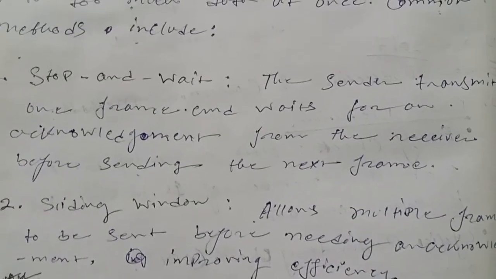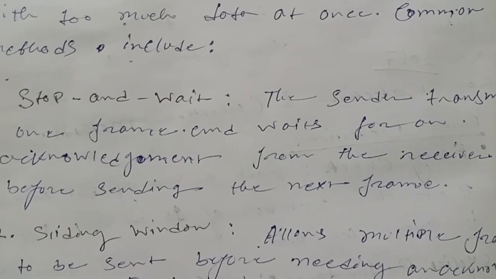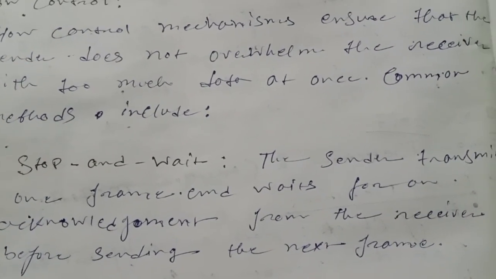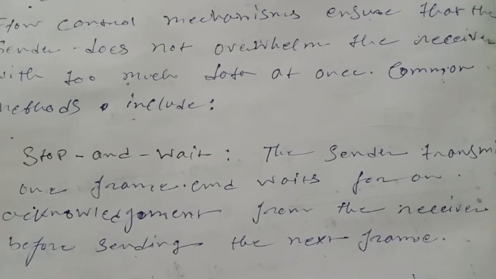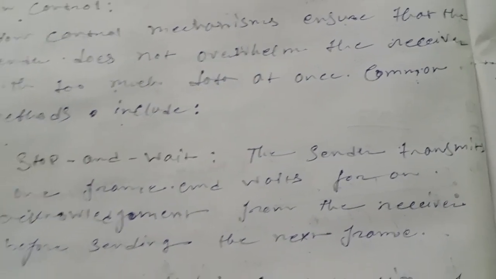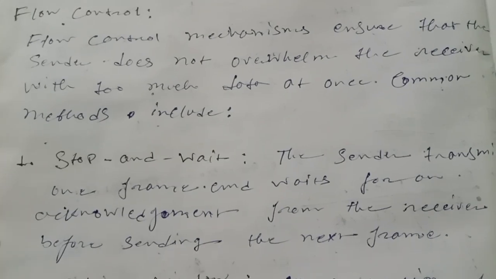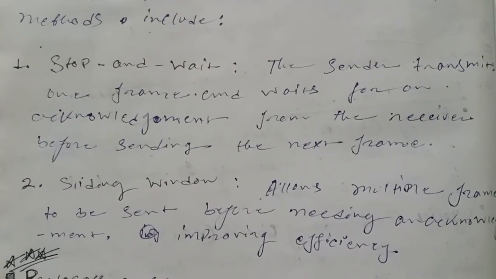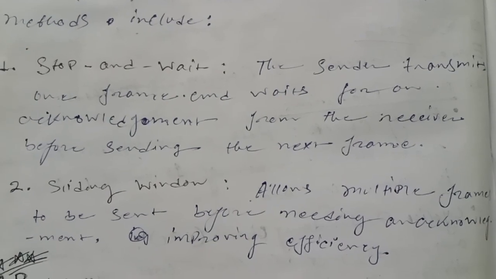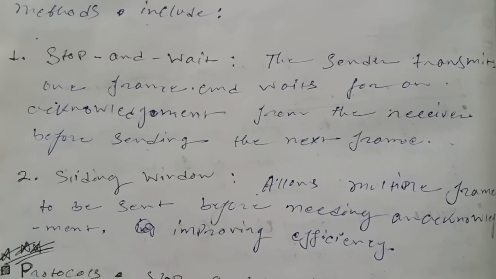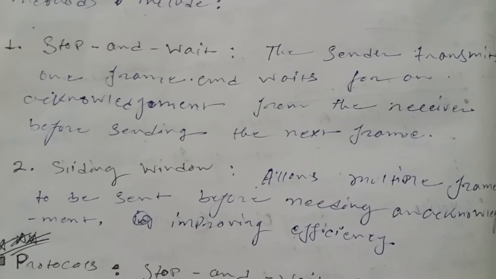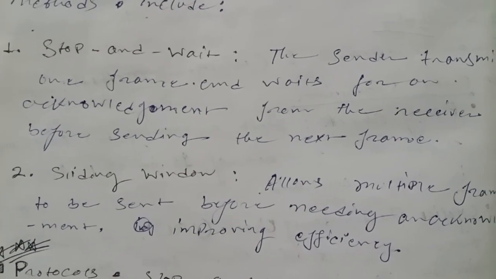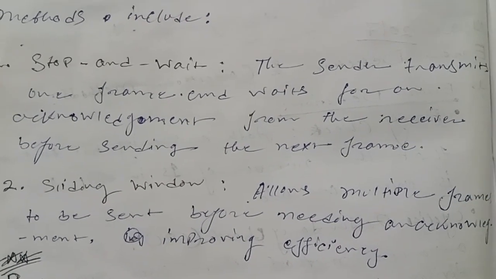The sender sends a frame and waits for the acknowledgement, and after getting the acknowledgement he will send the second frame, and so on. Then the sliding window protocol, or sliding window method, allows multiple frames to be sent before needing an acknowledgement, improving efficiency. It's unlike the stop and wait method. Sliding window allows multiple frames to be sent.